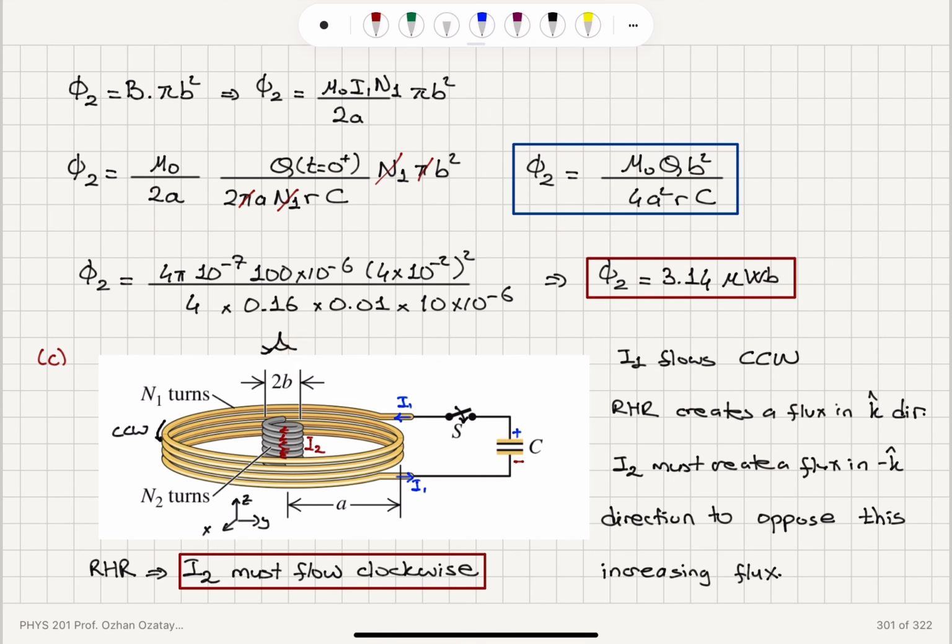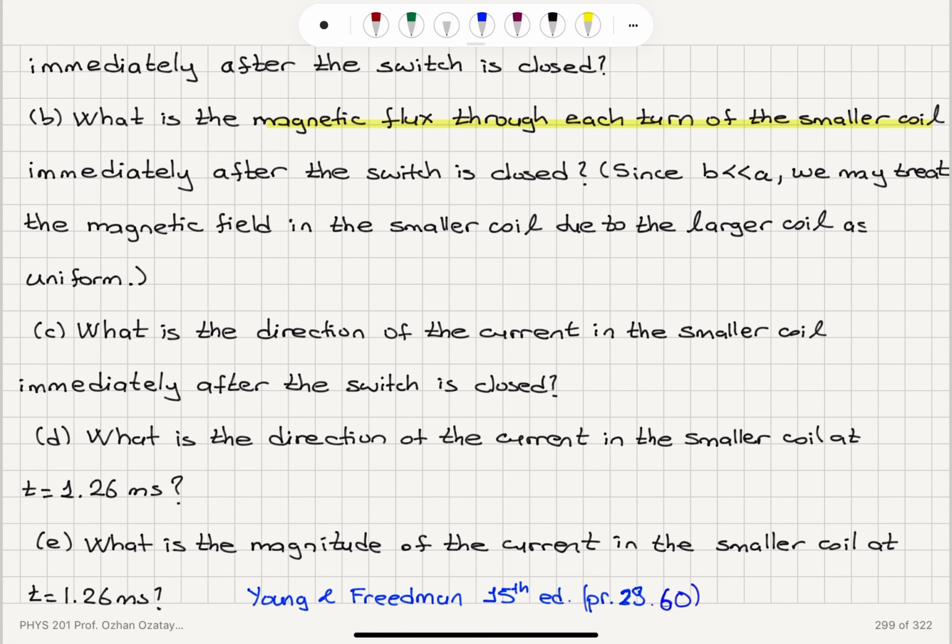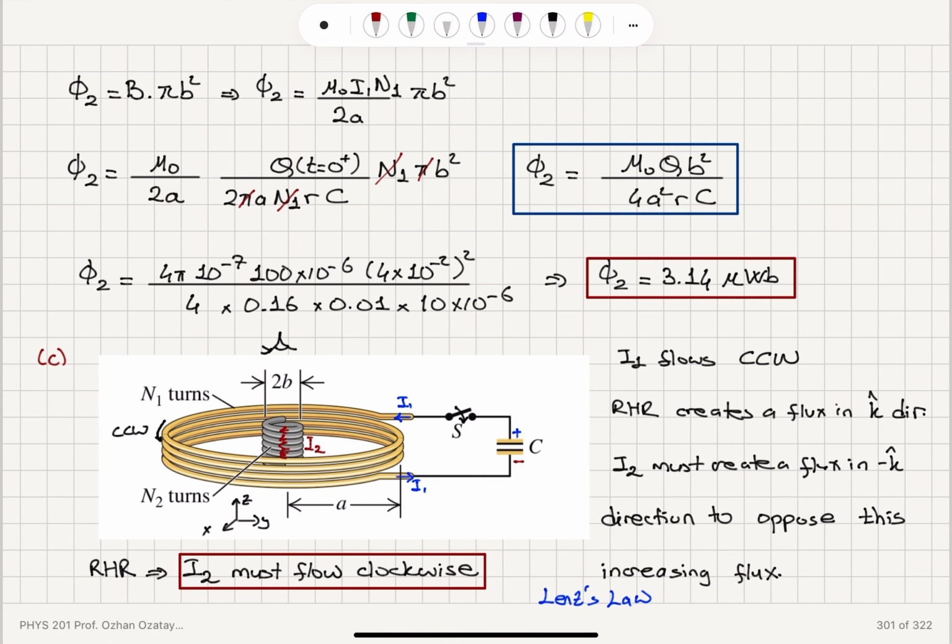Looking from the top, I can see that the current must flow clockwise so that the increase in flux will be opposed by Lenz's law. So this is basically Lenz's law. So that answers part C, the direction of the current in the smaller coil immediately after the switch is closed.